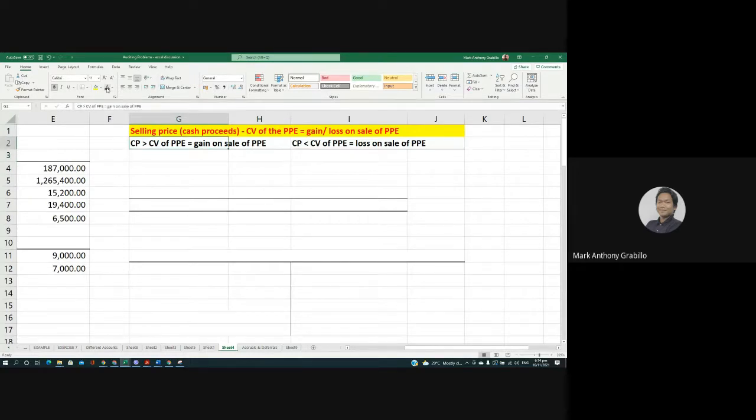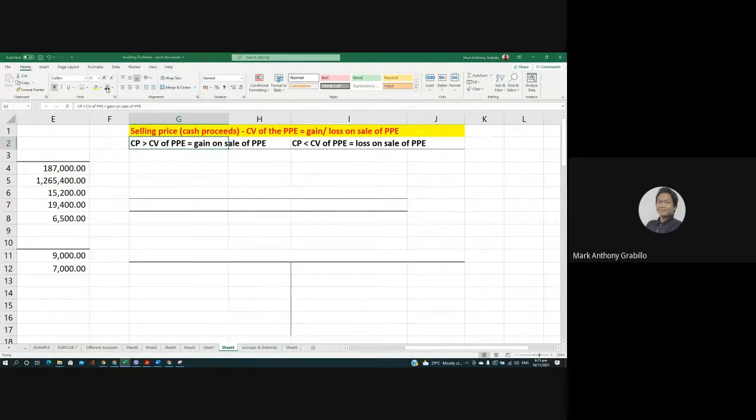So sabi ni Jean May kanina, kapag mas malaki yung selling price kaysa sa carrying amount ng property, plant, and equipment, then merong gain. And then tama naman si Erica, kabaligtaran, kapag mas maliit naman yung selling price or cash proceeds kaysa doon sa carrying amount or carrying value ng property, plant, and equipment, then that will result to loss on sale of property, plant, and equipment. So the formula pala is the selling price or the cash proceeds minus the carrying value or book value of the property, plant, and equipment.